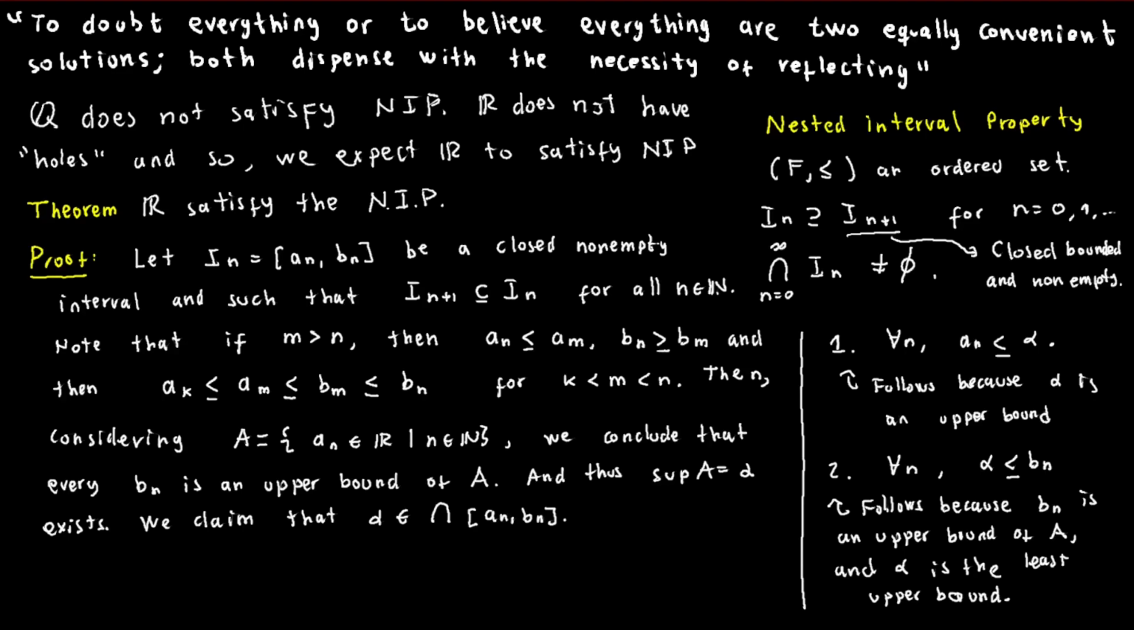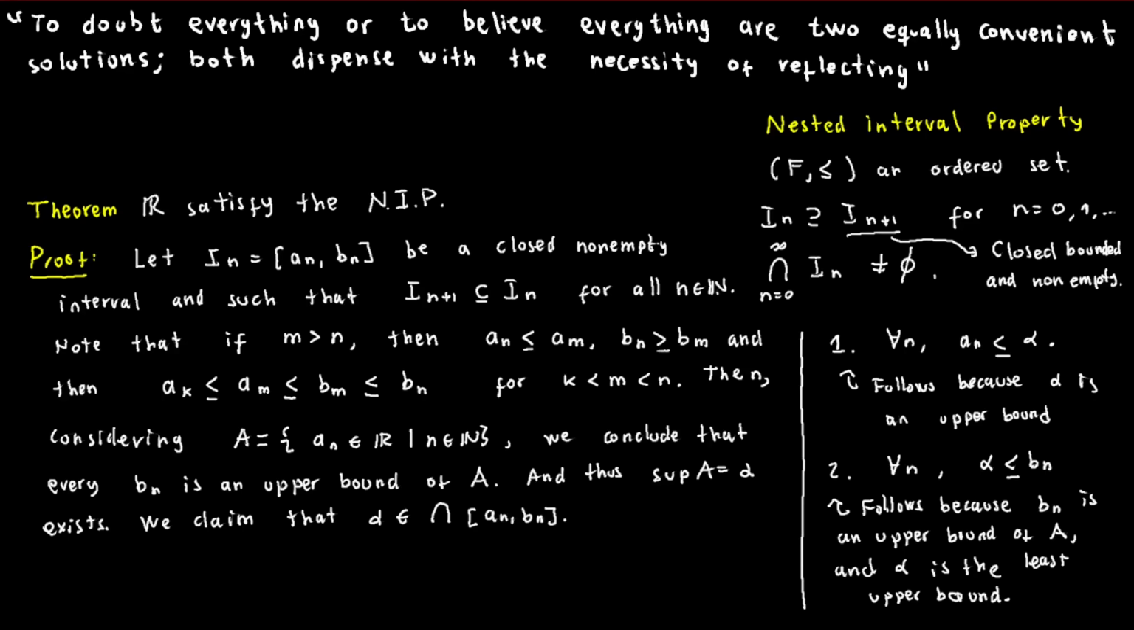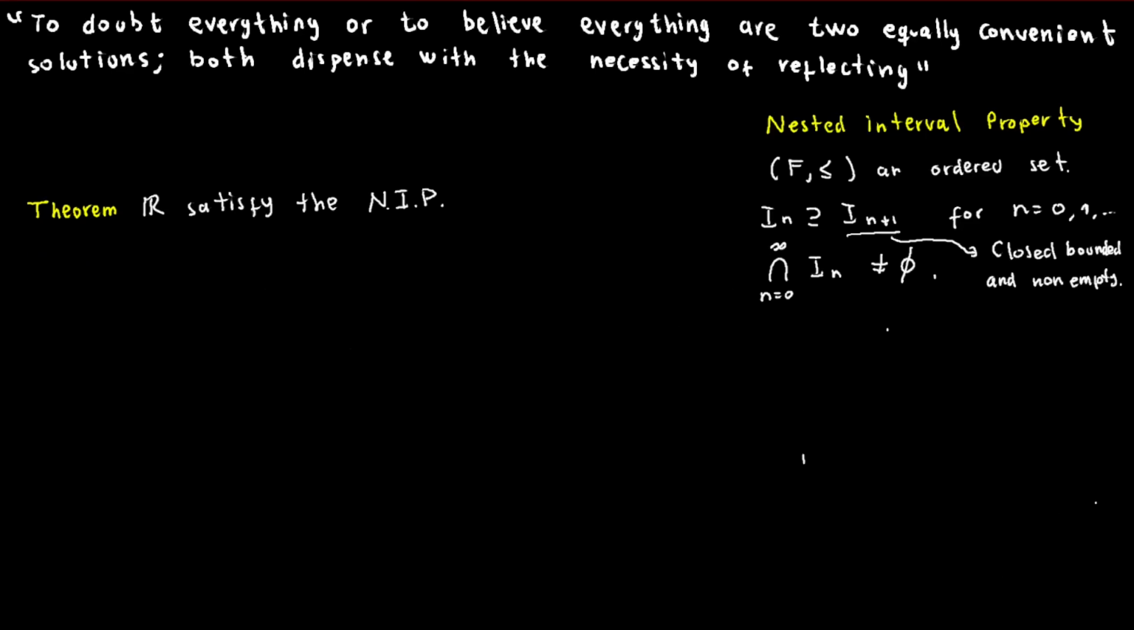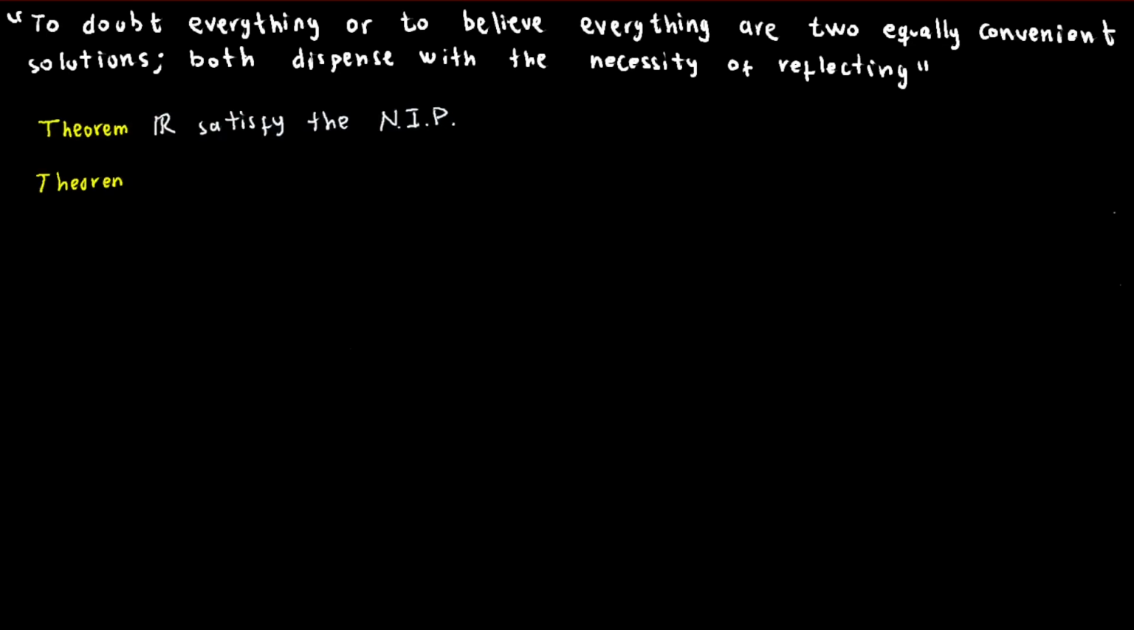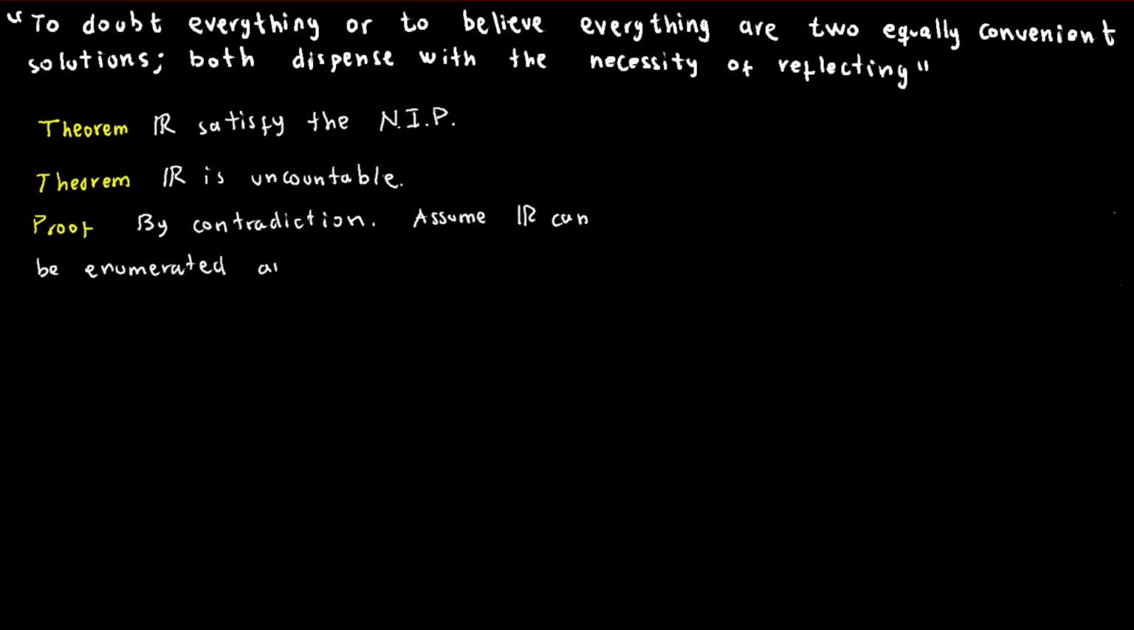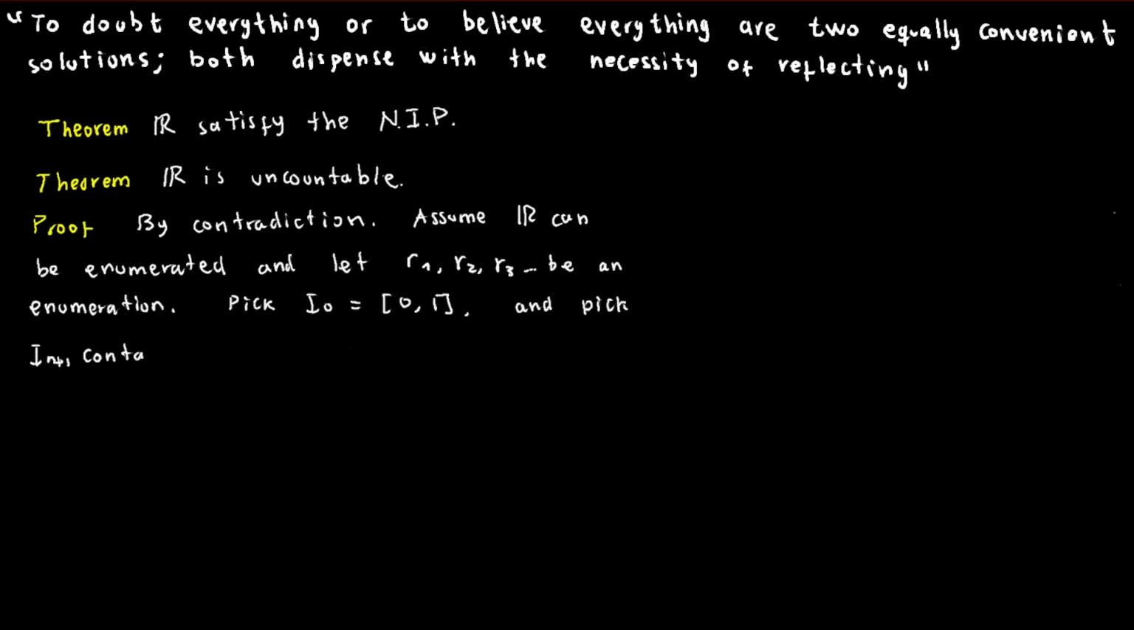Since the nested interval property helps us identify holes, it is one of the fundamental properties of the real numbers. In fact, we can use it to prove that the real numbers are uncountable. To do so, assume for the sake of contradiction that there is an enumeration of the real numbers R1, R2, R3, and so on. Let's consider the following recursive construction of nested intervals.